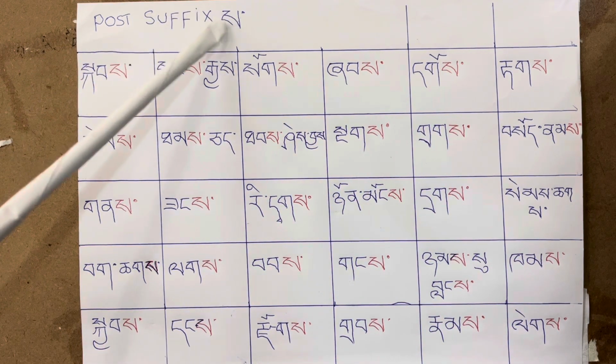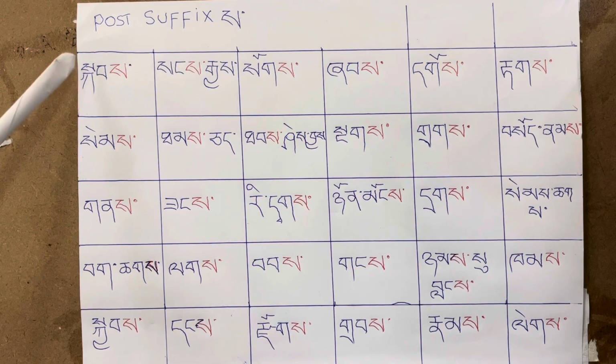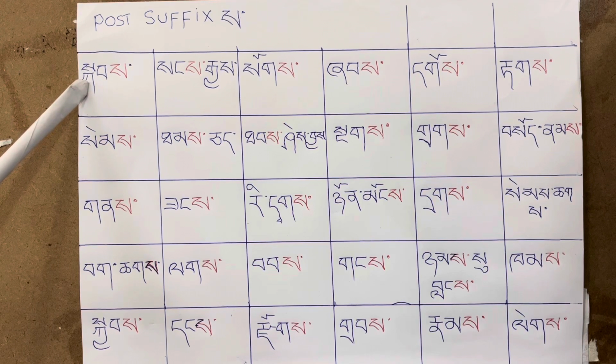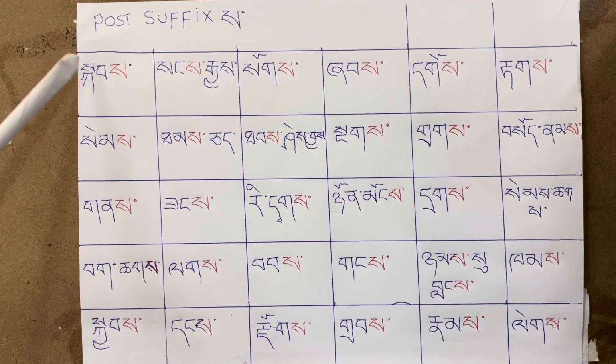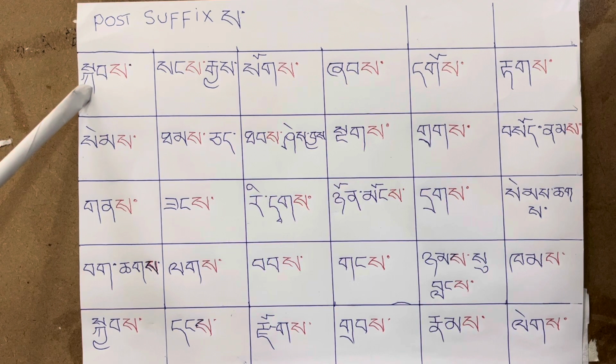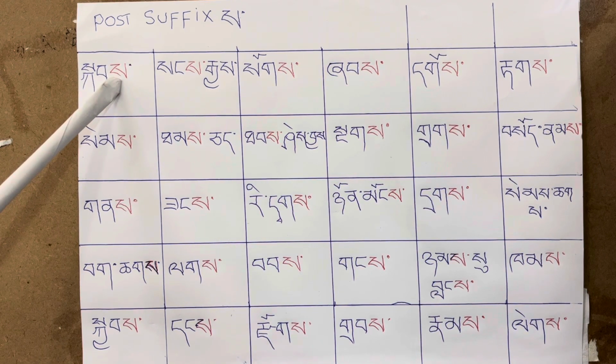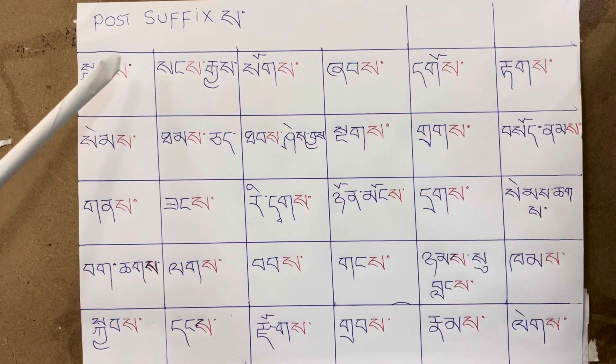Okay, so now last time we said if anything is added to a consonant, it tells us that it is the root letter. If this is the root letter, this is the suffix. If this is the suffix, this naturally is the post suffix. And we know that the post suffix remains silent, right?